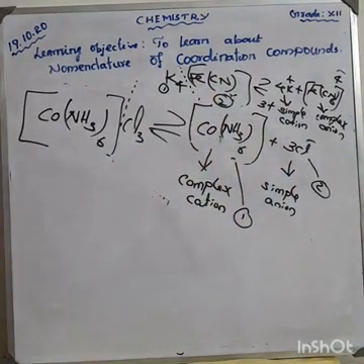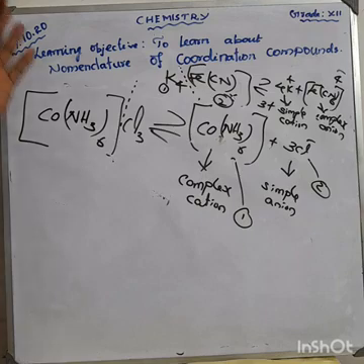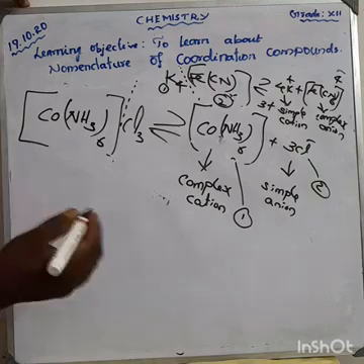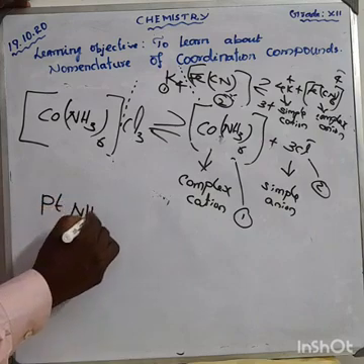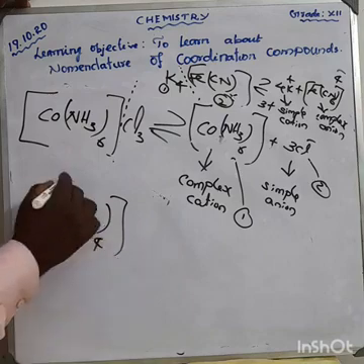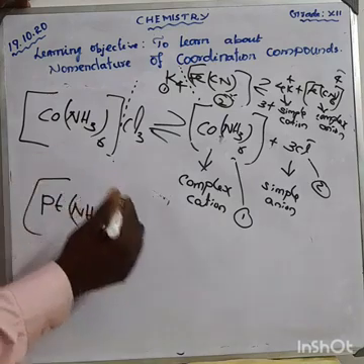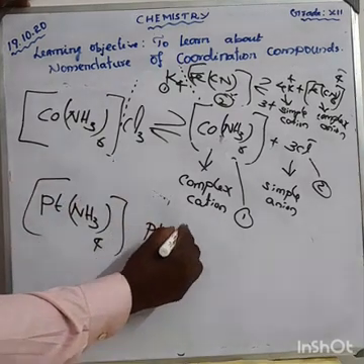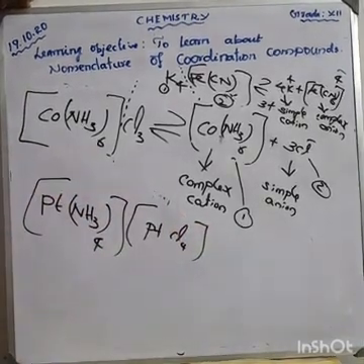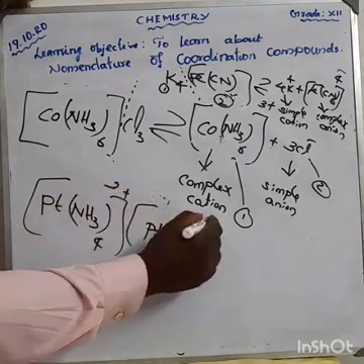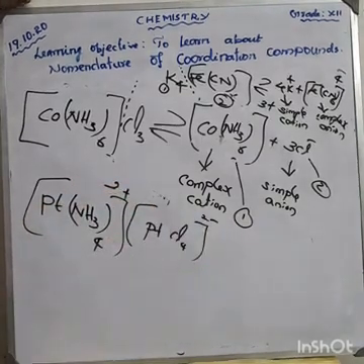The third category: complex cation and complex anion. Here, the complex cation and the complex anion. You can write an example: [Pt(NH3)4], this is one of the complexes. Again, [PtCl4], this is another one. This is also 2 plus, this is also 2 minus. This is the third one.